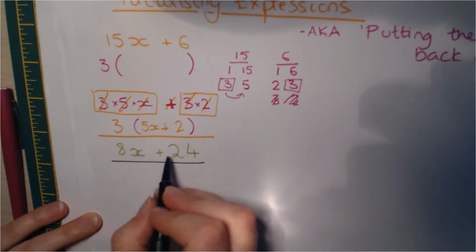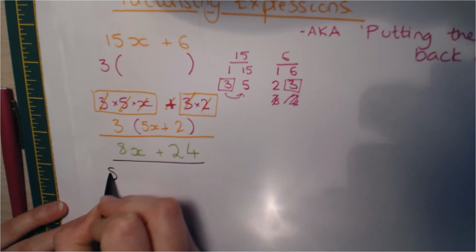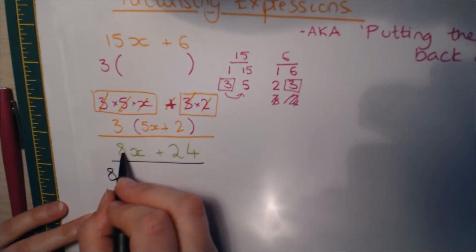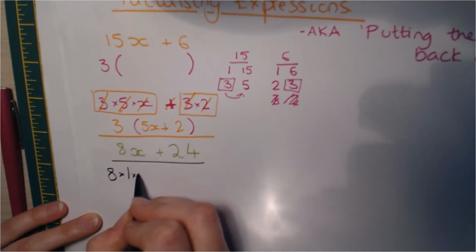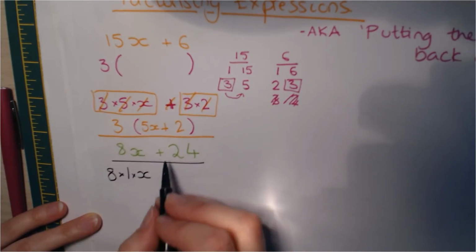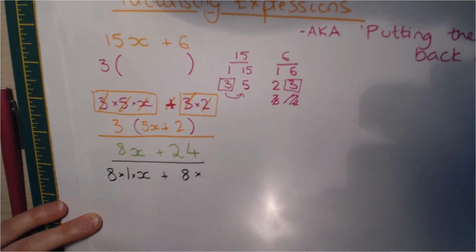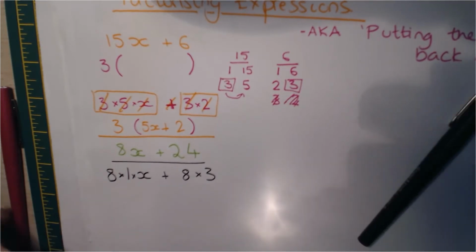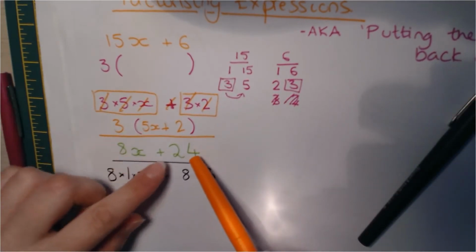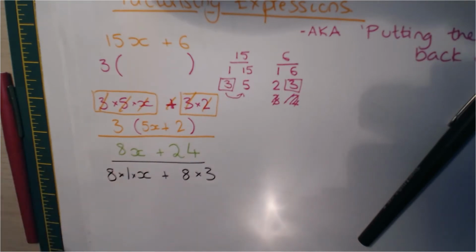Okay, so I'm going to rewrite these, and this is going to be interesting, actually. I'm going to have 8 multiplied by what is 8? Well, it's multiplied by 1, isn't it? 8 multiplied by 1 multiplied by x, add 8 multiplied by what is 24? 8 multiplied by 3. So this is the exact same thing as that, but we've just spread out the numbers a little bit. We've stretched them out into 8 times something.